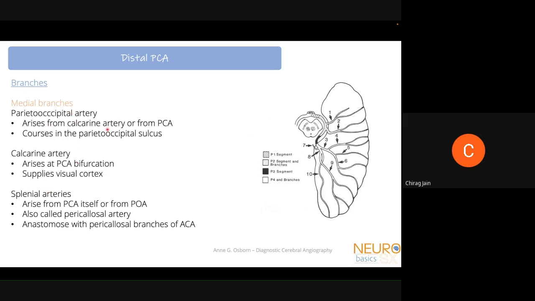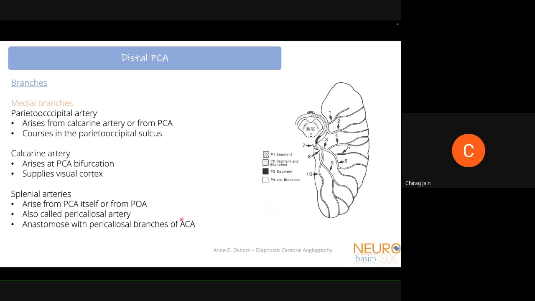The parieto-occipital artery runs in the parieto-occipital sulcus. The calcarine artery is the main supply of the visual cortex. And the splenial arteries will arise from the PCA itself or from the parieto-occipital artery, and they will wrap around the corpus callosum and form the posterior pericallosal artery. They will then anastomose with the pericallosal branches of the ACA.